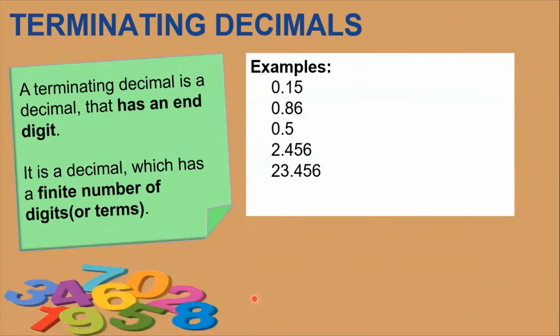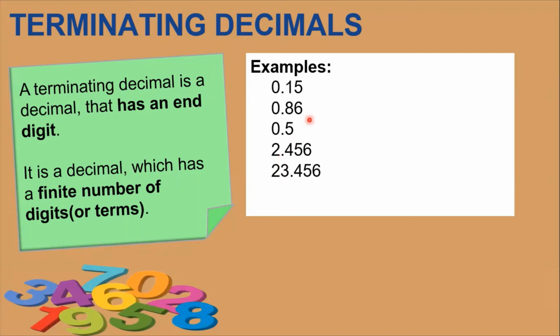Now, terminating decimals. A terminating decimal is a decimal that has an end digit. It is a decimal which has a finite number of digits or terms. We have here examples: 0.15, 0.86, 0.5, 2.456, and 23.456.